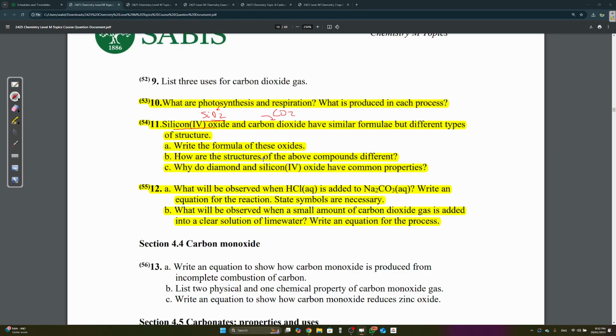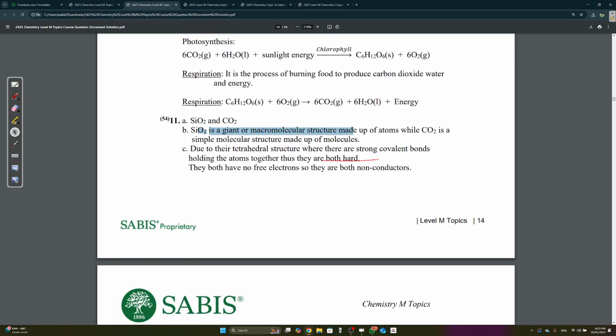So obviously the structure would be different, since SiO2 is a giant structure when carbon dioxide is just one molecule. Let's take a look at the answer key. I want to see how they said. SiO2 is a giant molecule since it's a network solid, right? While CO2 is a simple molecular structure made of molecules. So that's exactly what I said.